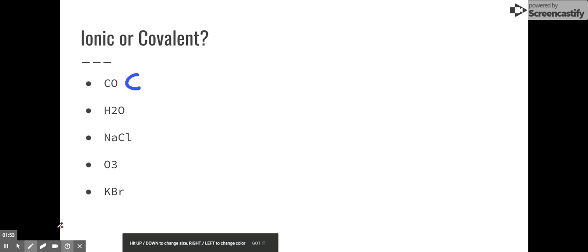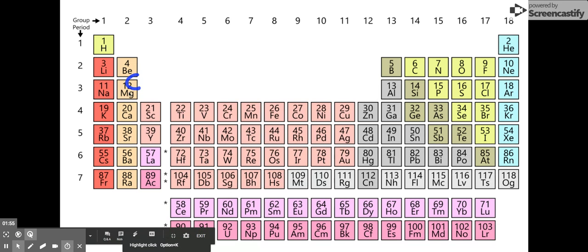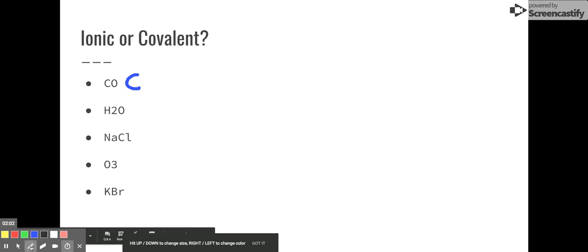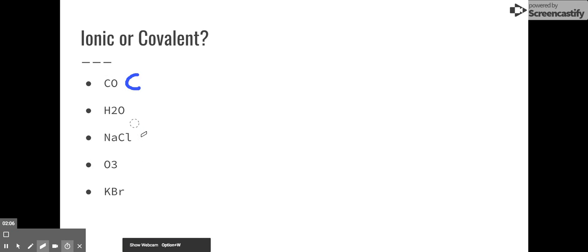Here we have NaCl, or sodium chloride. If we look at our periodic table again, we can see that sodium is a metal, and therefore we don't have to look at what chlorine is, and we just know that this is an ionic compound. We're not going to do the rest of these in this video, but you can do them on your own.